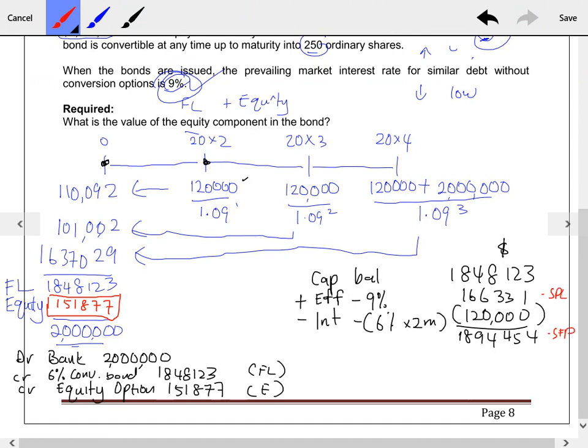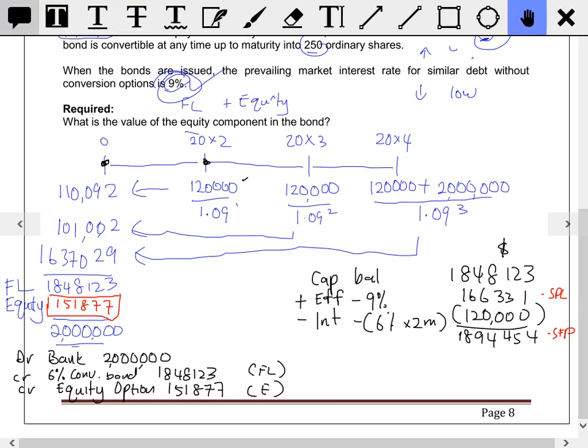So if they ask me to pay back, then I will credit my bank and debit my loan here. But if they convert, I'm going to issue share. Issue share, we deal with that later. Okay?